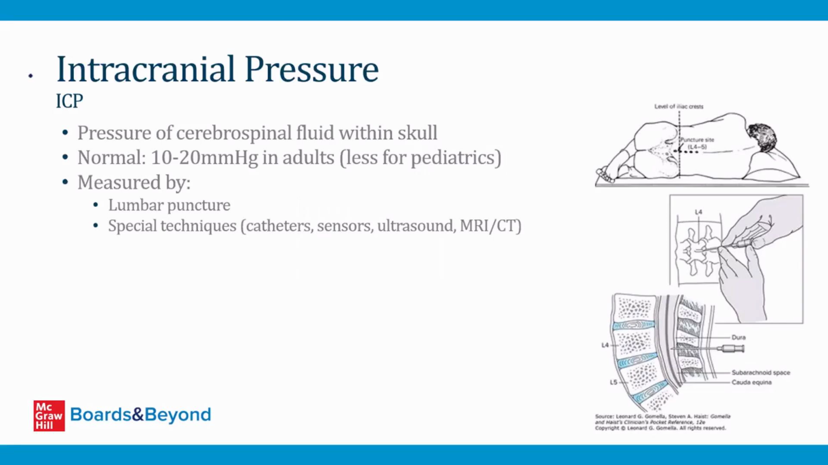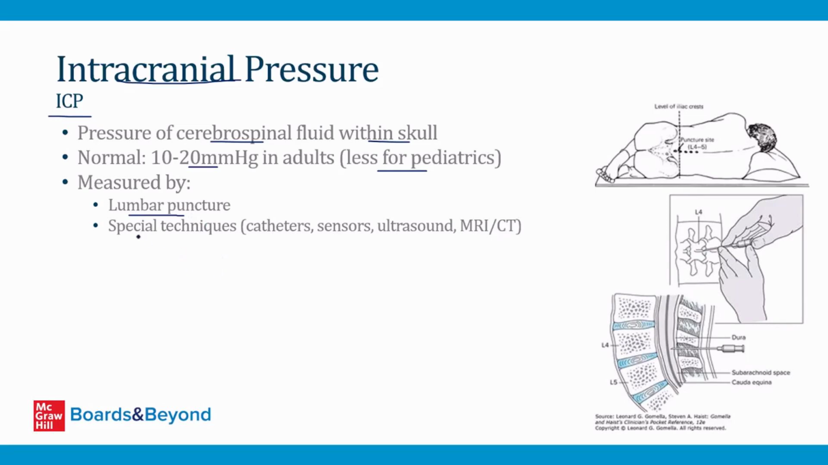Before we can talk in more detail about the causes of hydrocephalus, we have to briefly talk about intracranial pressure, or ICP. This refers to the pressure of the cerebrospinal fluid within the skull. The normal range is about 10 to 20 millimeters of mercury in adults. It's less for children and pediatrics. There are a couple of ways this can be measured. Commonly, it's measured by a lumbar puncture, where you insert a pressure catheter into the spinal canal and you measure the pressure of the CSF.